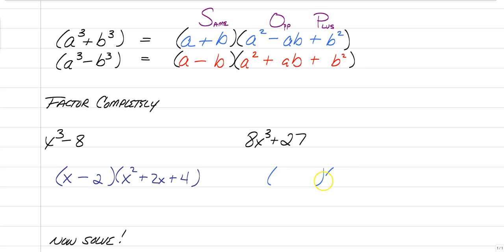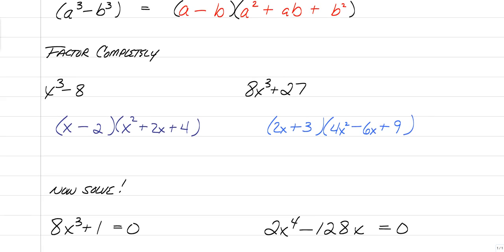So again, we have our pattern of small parentheses and a big one. Same sign, opposite sign, plus sign. The cube root of 8x cubed is a 2x. Square it, put it over here, 4x squared. The cube root of 27 is 3. Square it, put it on the end. 2x times 3 is 6x. I know 2x times 3 is positive 6x, so why is it negative here? Again, you don't get to mess with the pattern. Same sign, opposite sign, plus sign, and you are good to go.